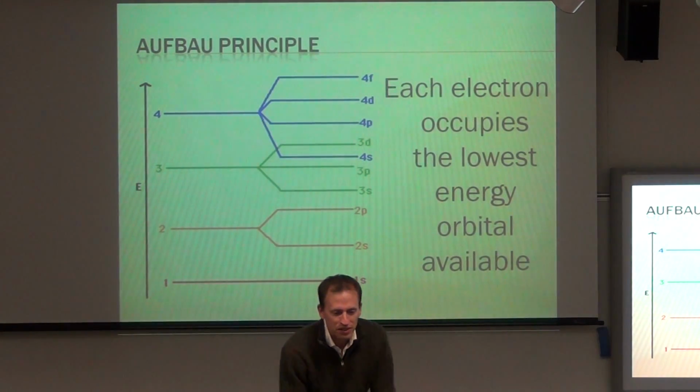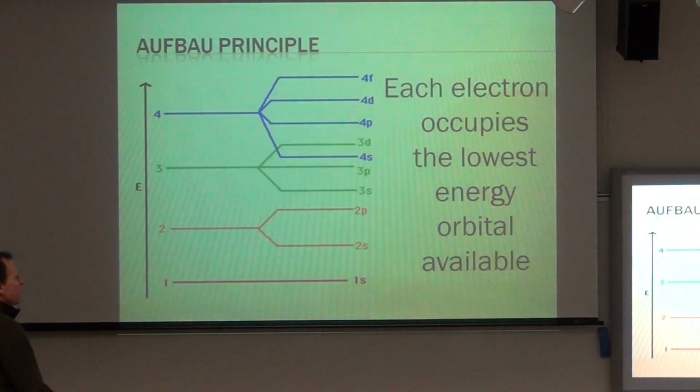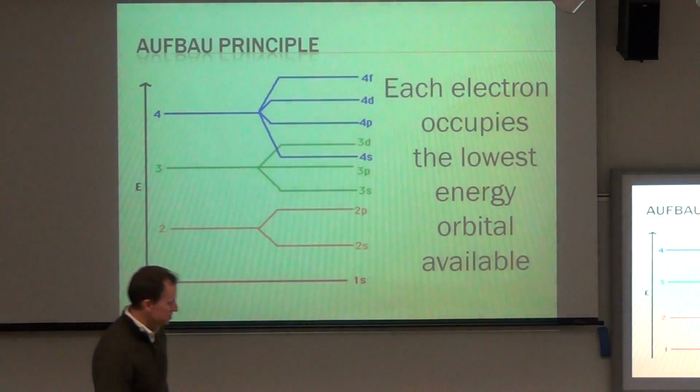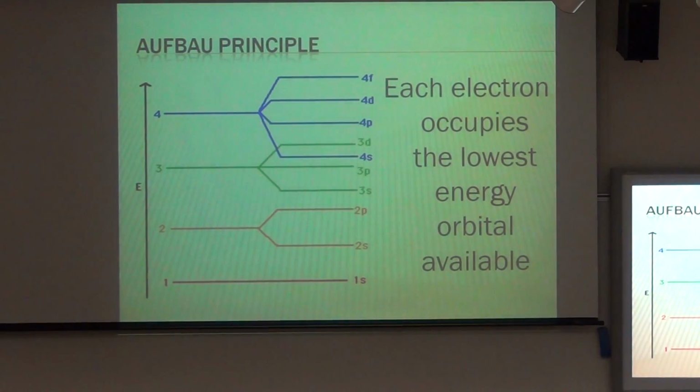I think that's the last thing we have to fill in. It's called Aufbau. It's German. It says each electron occupies the lowest energy orbital available. Please write that in. So what we're going to do is fill the electrons. They always fill the lowest energy level first.